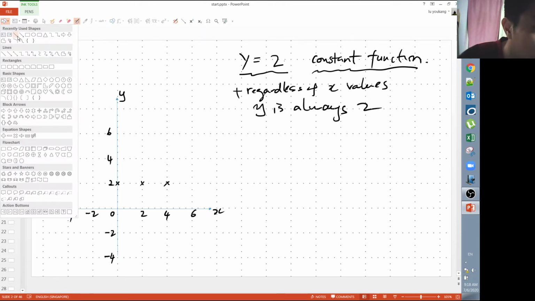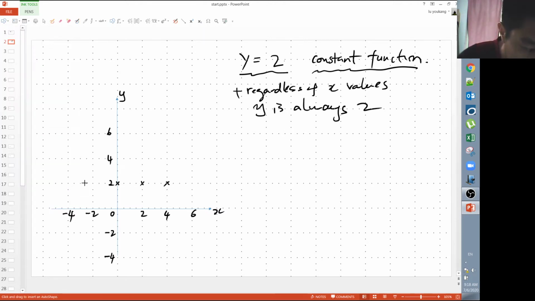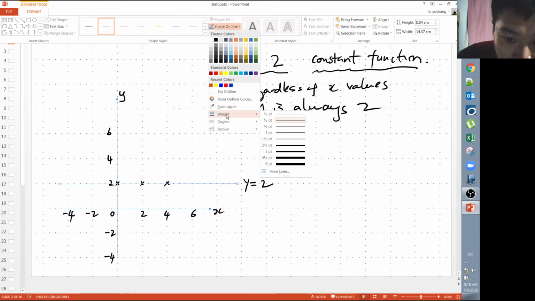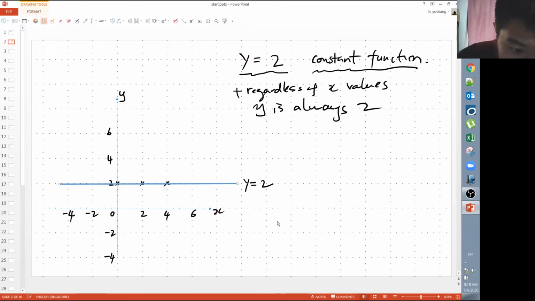So with these points, I can actually draw my y is equal to 2. So this is my y is equal to 2, which is a constant function, right? So let me make this line thicker, right? So this is my y equals to 2, which is also a constant function.